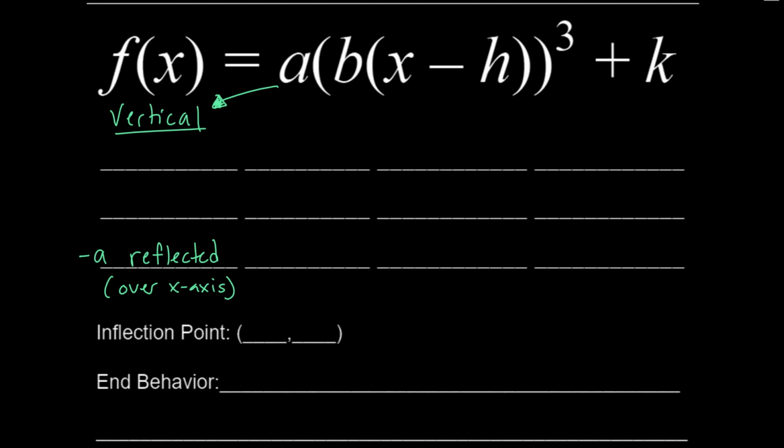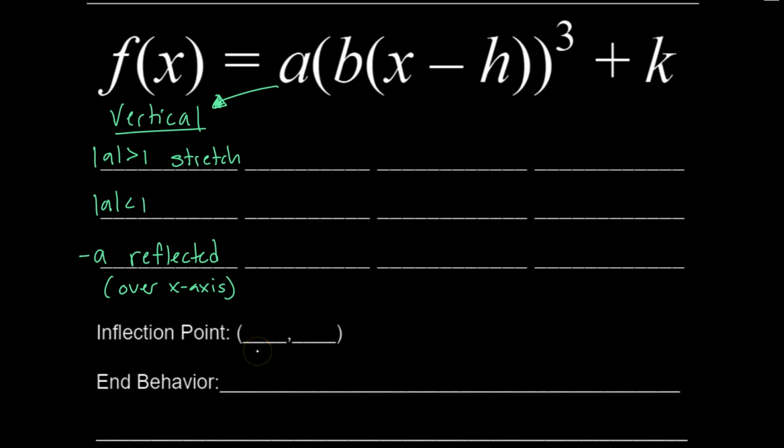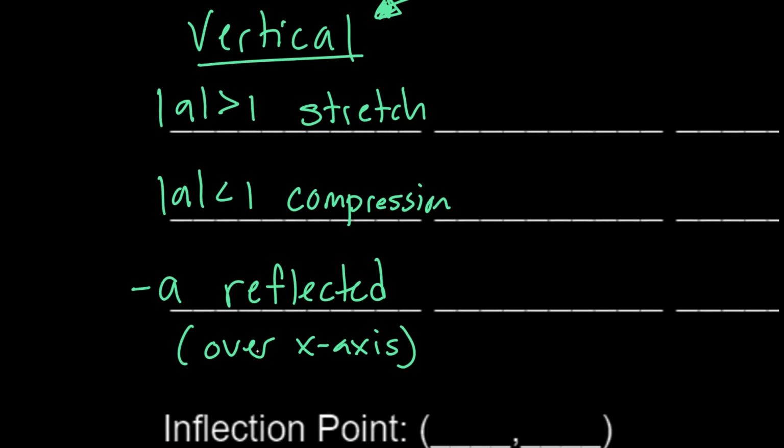If your A is a whole number or bigger than 1, what do we say? It's a stretch. What if it is less than 1, meaning like a fraction or a decimal? It is a compression. Now, does anyone know why I just put absolute value symbols on those A's? Yes, because the negative does not affect these values at all.